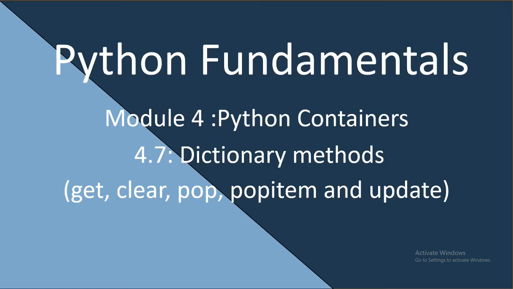We are still in module 4. Wow, this module is getting long. That's because we have a lot of data types to treat in this module. In this video, we are going to be looking at some dictionary methods. To be precise, we are looking at 5 of them: get, clear, pop item, and update.